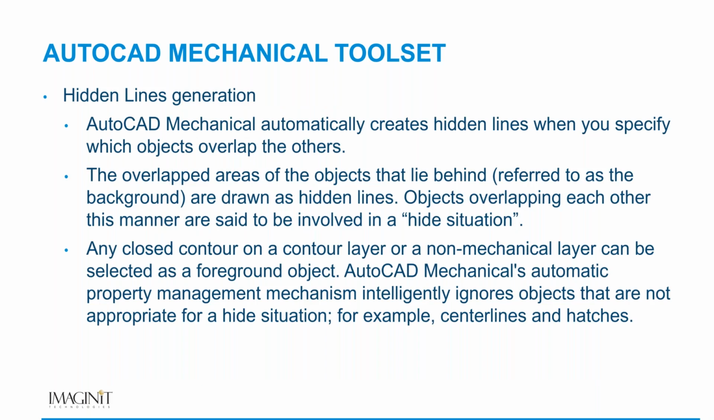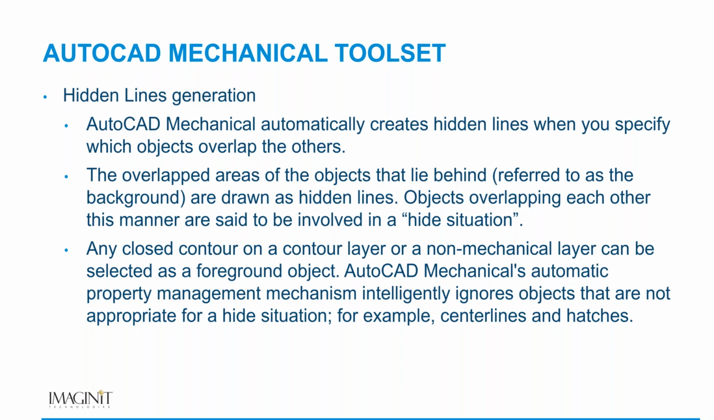Now the hidden lines generation, this one is really neat in the fact that AutoCAD Mechanical creates hidden lines when you specify objects that overlap other objects. The overlapped areas of the objects that lie behind, referred to as background, are drawn as hidden lines. The objects overlapping each other in this manner are said to be involved in a hide situation.